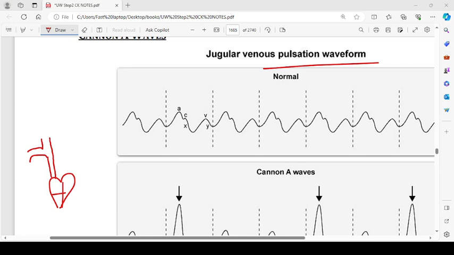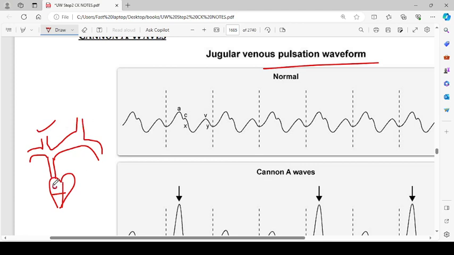So yes, this is the left subclavian vein. This is the right internal jugular vein. Then here we have the left brachiocephalic vein, which is draining into this, and this is going to give the subclavian vein and also the left internal jugular vein. So I'm talking about the right internal jugular vein, or the jugular vein.